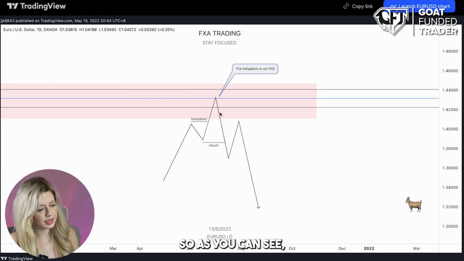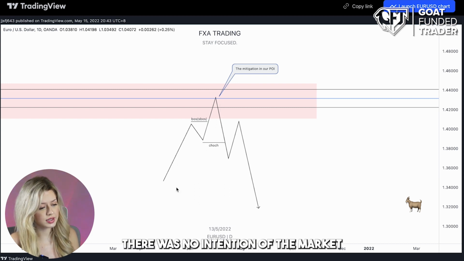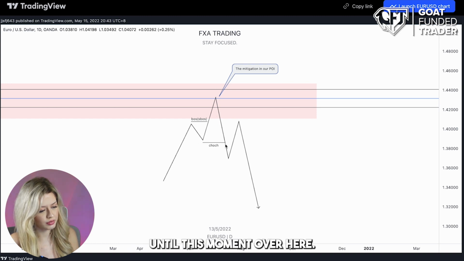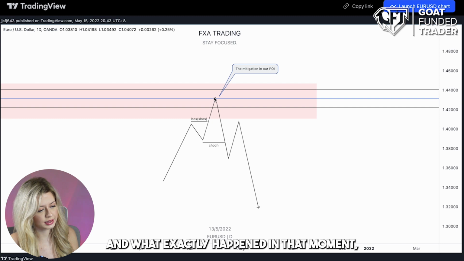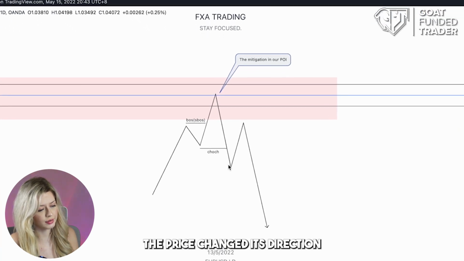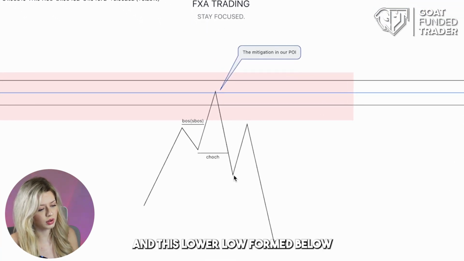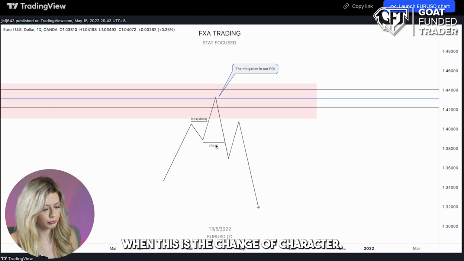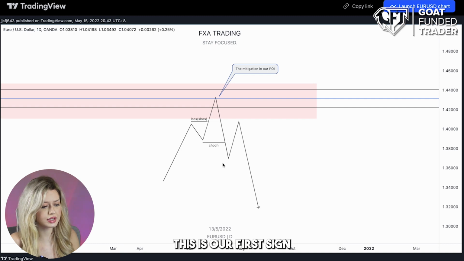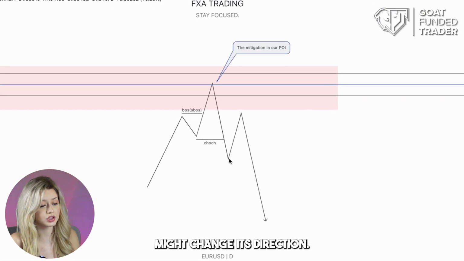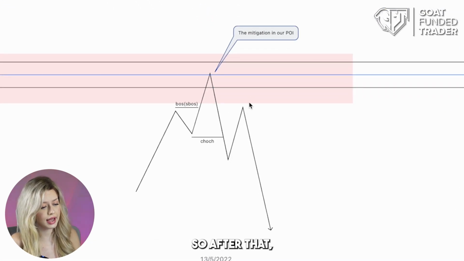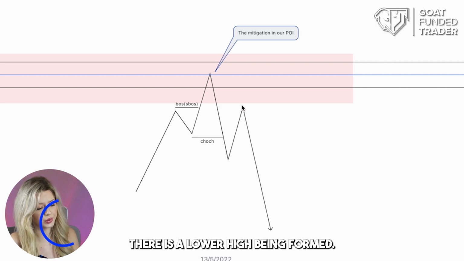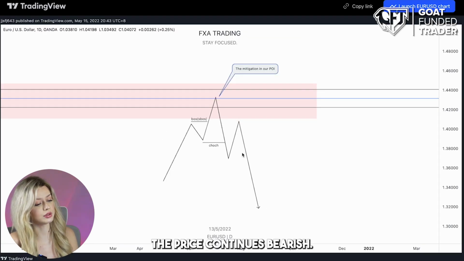So as you can see, there was a bullish leg over here. The price was bullish. There was no intention of the market to go bearish until this moment over here. And what exactly happened in that moment? The price changed its direction and this lower low formed below this lower high. So this is an aggressive movement. This is the change of character. This is our first sign that the market might change its direction. So after that, there is a lower high being formed, and after we see that, the price continues bearish.